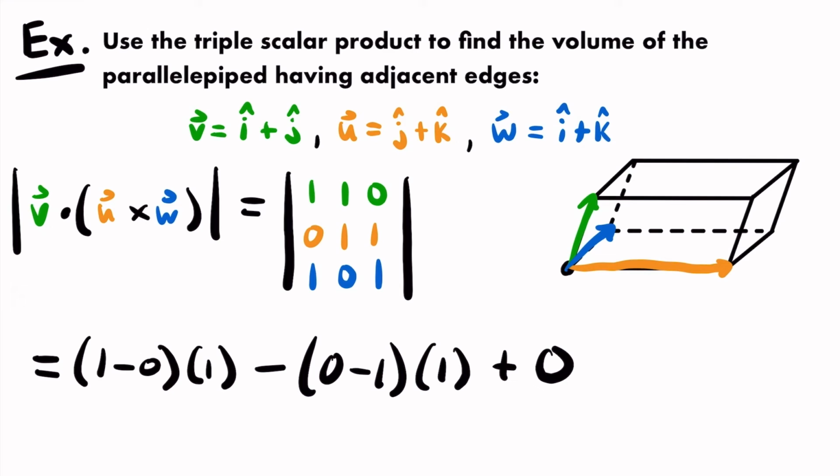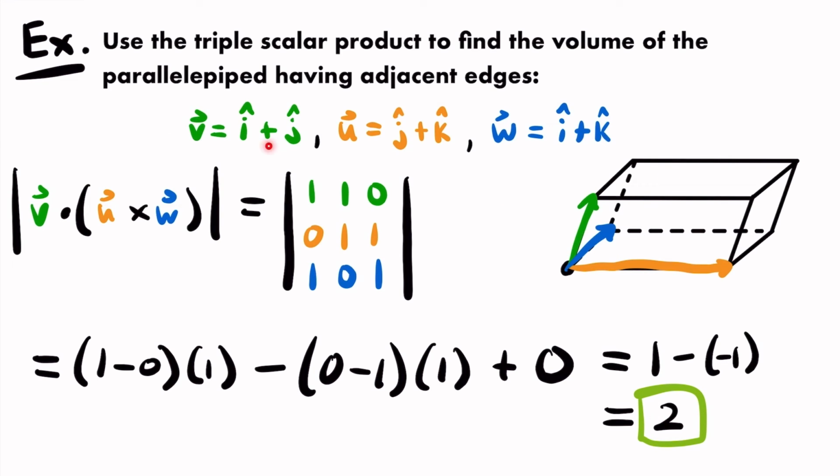But then if we simplify, we have 1 minus 0, which is 1, times 1, which is still 1. So this is equal to 1 minus 0 minus 1, which is negative 1, times 1, which is negative 1. So we have 1 minus negative 1, and those two negatives will cancel out. So we'll have 1 plus 1, which is 2. So this is equal to 2. 2 is the volume of this parallelepiped with these 3 vectors as adjacent edges.